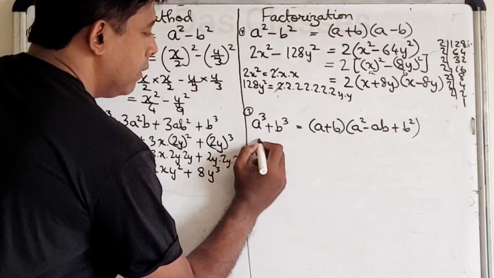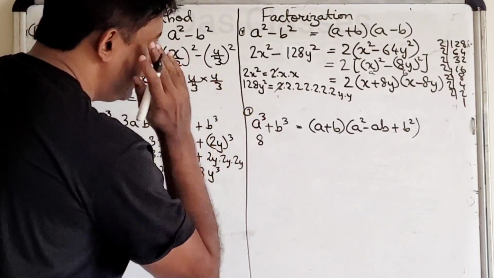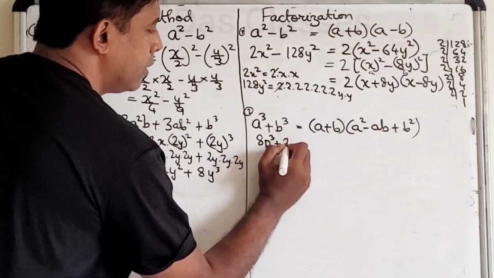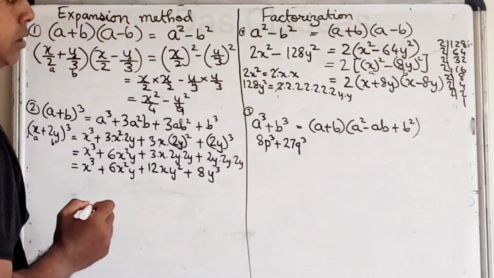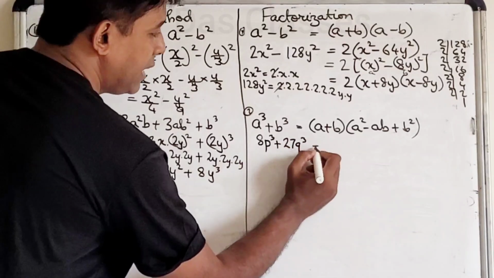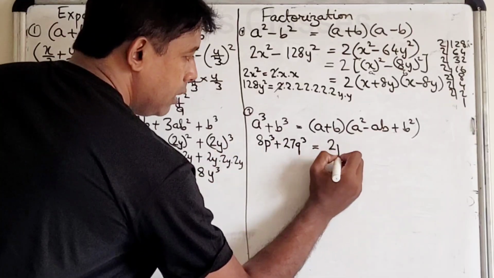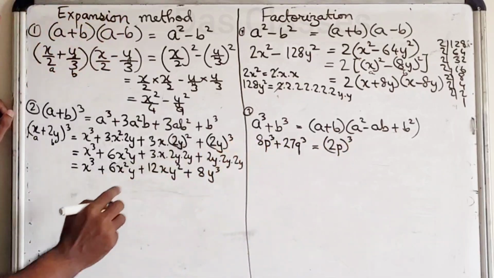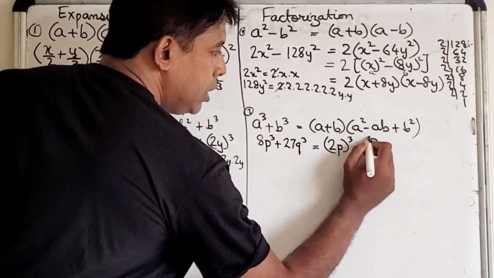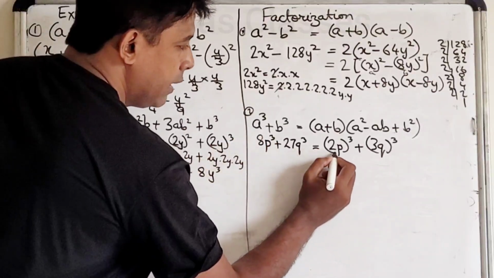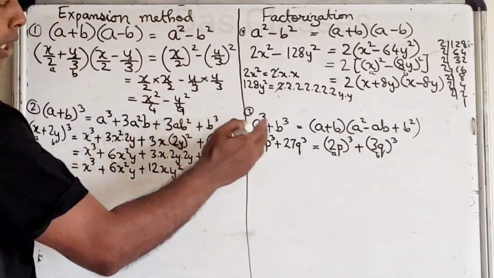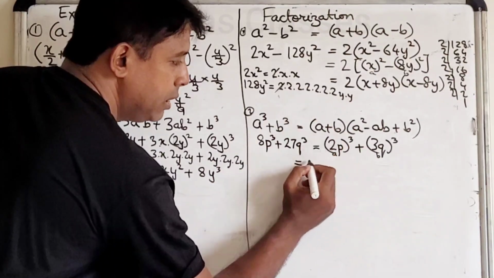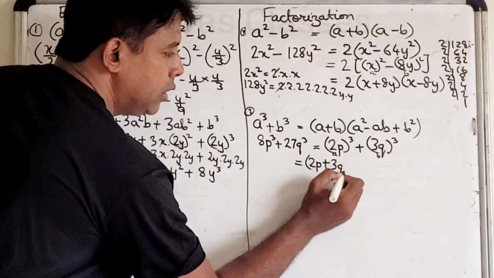Suppose I give you, I'll take a different letter this time. Say I'll take 8p cube plus 27q cube. So first of all, what you need to do is you need to write it in the cube form. 8p cube is a cube of 2p. 2's cube is 8 and p's cube would be p cube. And 27 would be (3q) cube. So this is the a and this is the b. Now a cube plus b cube is a plus b. Just put the values in the formula.